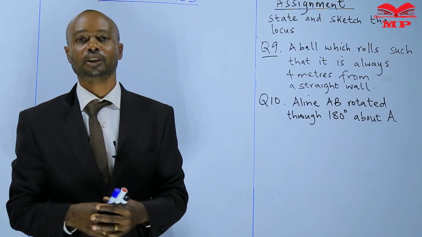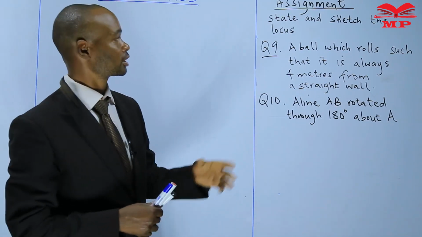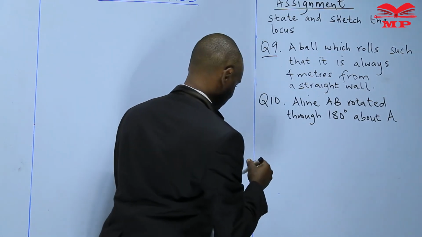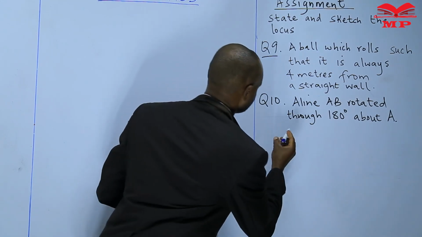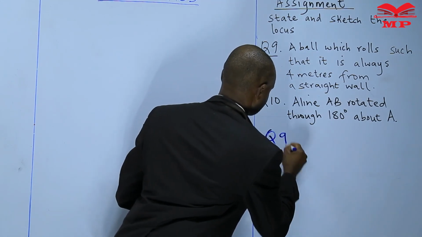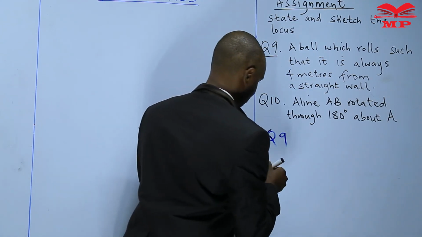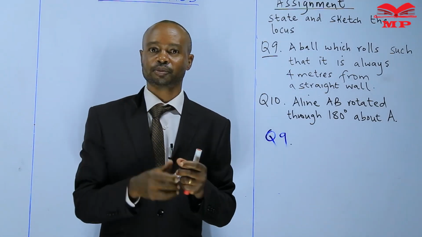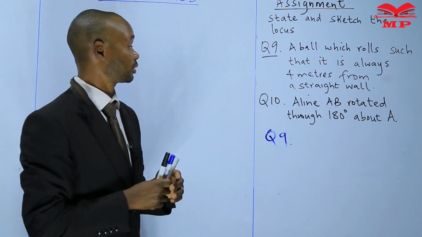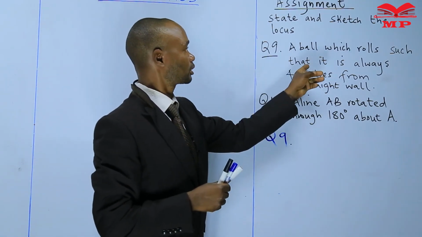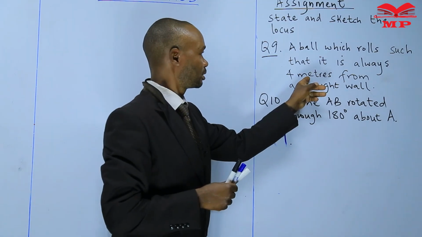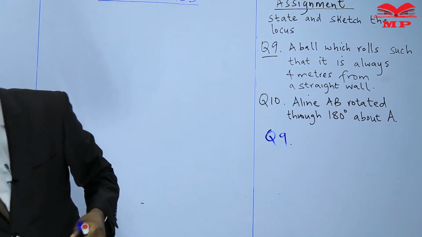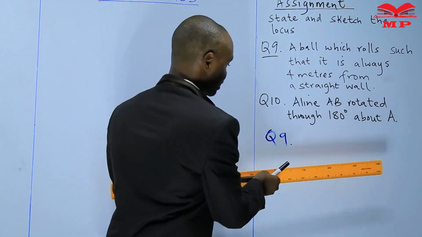If we start with question 9, you go to the laws. From the definition of a locus, the law commanding the question is very important. If you look at 9, a ball which rolls such that it is always 4 meters from a straight wall. I'll need the sketch first.